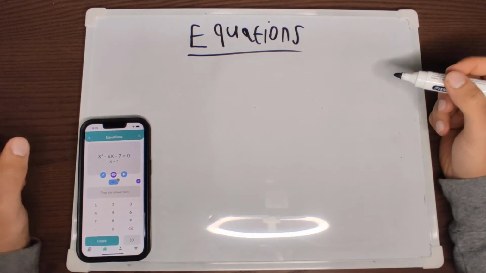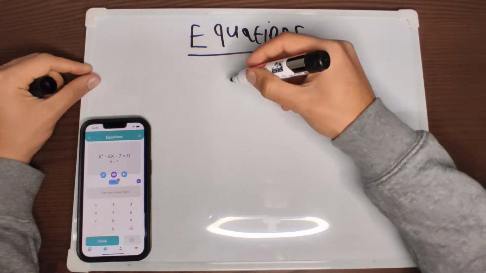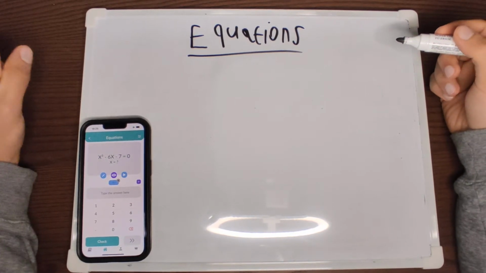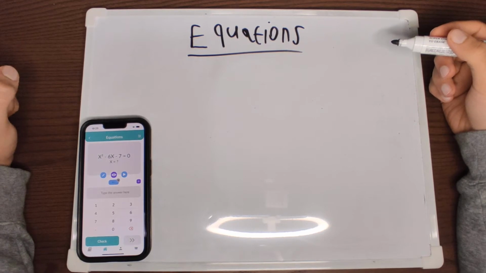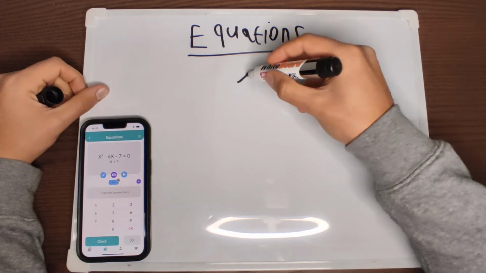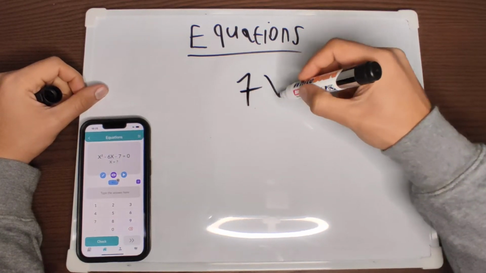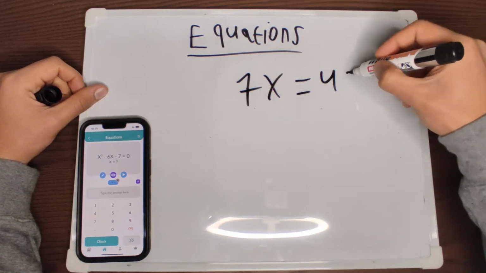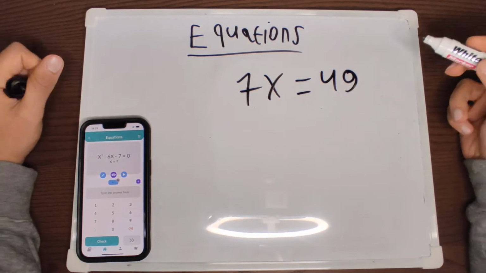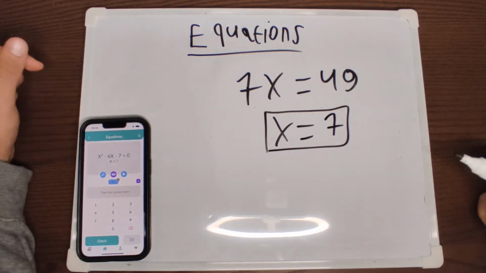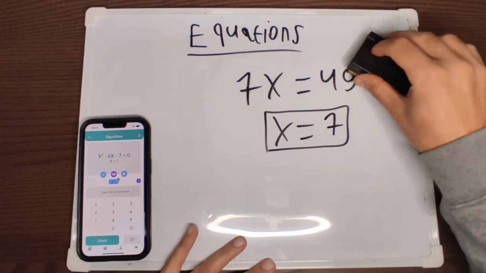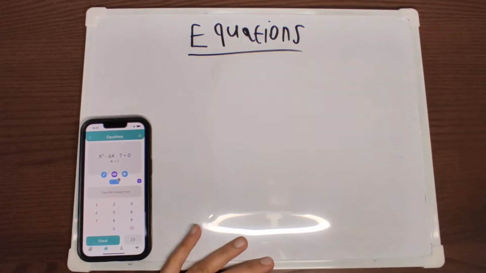Second degree equations. Earlier we have seen first degree equations, which we can call normal equations. For example, it was 7x equals 249, and the result here is x equals 7. Now we will take a look at another type of equations.